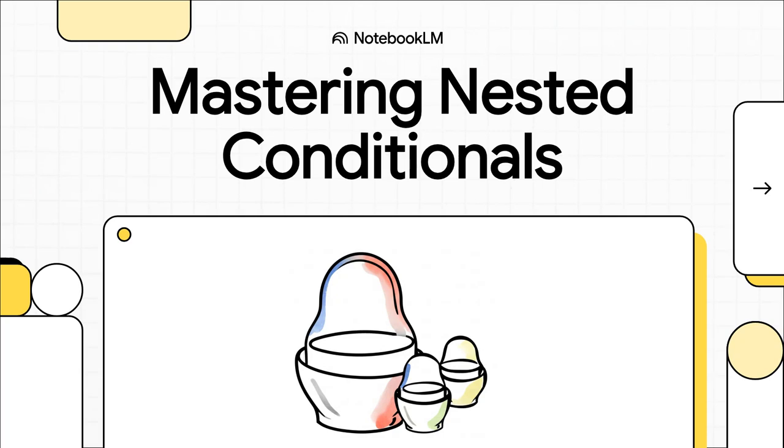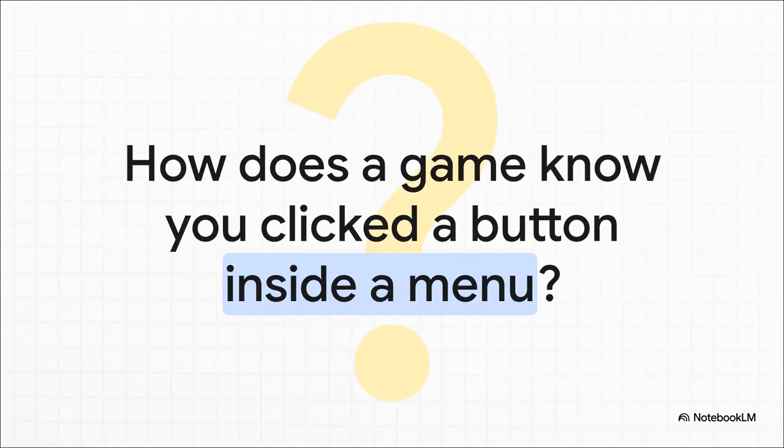All right, let's talk about one of Python's secret weapons, something that's going to make your programs way smarter. We're diving into nested conditionals. This is all about teaching your code how to make decisions inside of other decisions. You've all seen this, right?